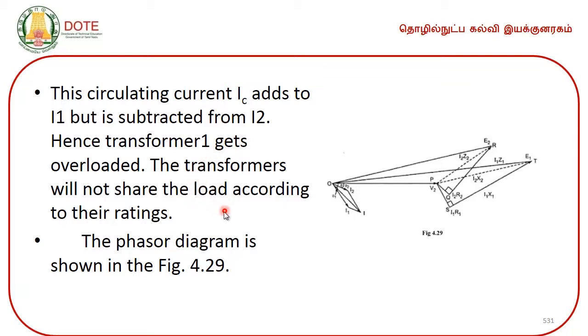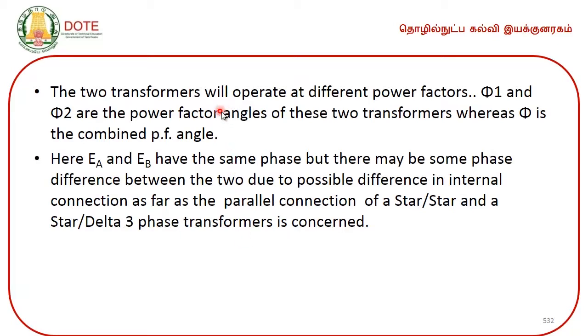The transformers will not share the load according to their ratings, and the corresponding phasor diagram is given in 4.29. The two transformers will operate at different power factors. Phi 1 and phi 2 are the power factor angles of these two transformers, whereas phi is the combined phase power factor angle. Here EA and EB have the same phase, but there may be some phase difference between the two due to the possible difference in internal connection as far as the parallel connection of a star-star and a star-delta 3-phase transformers is concerned.